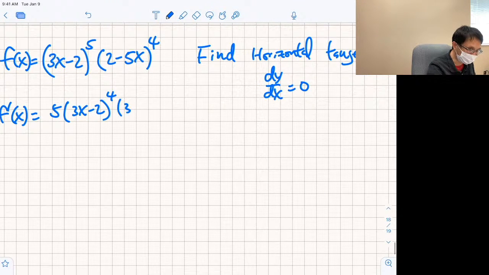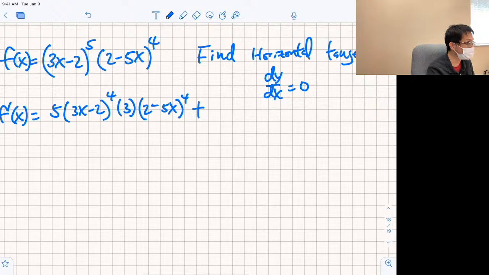So I'm multiplying this by 3 because of the chain rule. And then I'm going to leave this one alone, so it'll be 2 minus 5x to the 4th. And then plus, I take a derivative of the 3x minus 2 to the 5th power. You don't just take a derivative of two parentheses; you actually take a derivative of things, and it's going to affect the product rule. So now I'm going to leave the first one alone and take a derivative of the second one.